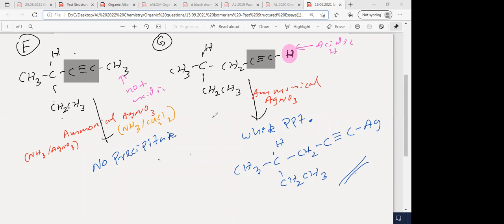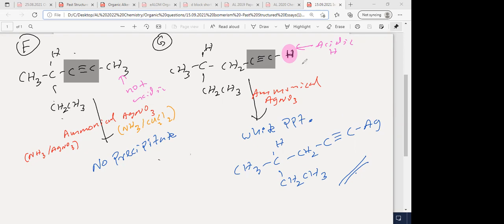Only from the one with acidic hydrogen do you get a precipitate. But even though your chemical test is correct, they have given a condition in the marking scheme: if the structures of F and G are wrong, there are no marks for the chemical test. If your structures of F and G are wrong, you will not get marks for the chemical test, even though the answer is correct.